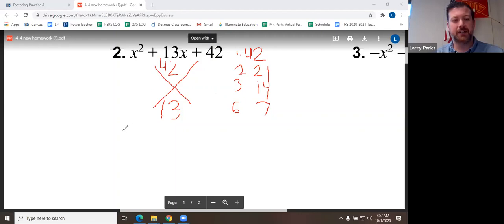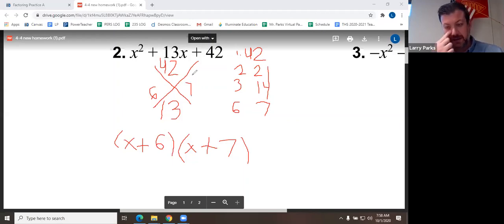So I would go x plus 6. This looks like a kindergartner's writing it. X plus 6 and x plus 7. So 6 goes here, 7 goes here. Does that help? So there, I did one of your practice problems with you. Okay. Any other questions before we sign off?